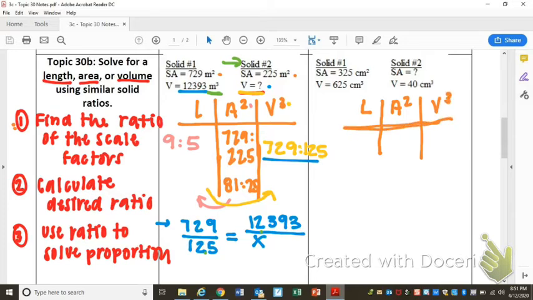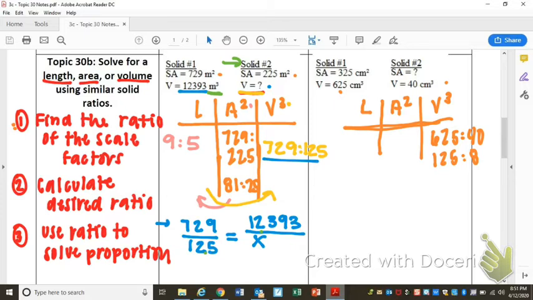We now have the volume. So we know that the volume is 625 to 40. We're going to simplify that if we can, and we can, in fact, to 125 to 8, taking 5 out of both of those.